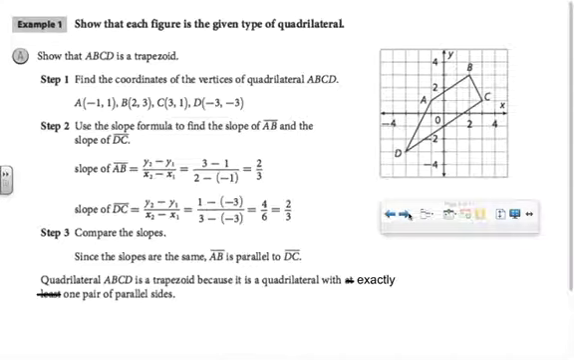In example 1, part A, we are given this figure in the coordinate plane and asked to show that it is a trapezoid. So step 1 is to identify the coordinates of the points. You see that they did that. In step 2, they're using the slope formula to find the slope of AB and find the slope of DC. And when they did that, notice that those slopes are equal. So since the slopes are the same, AB is parallel to DC, and therefore it is a trapezoid because it's a quadrilateral with exactly one pair of parallel sides. And again, consider that a typo.